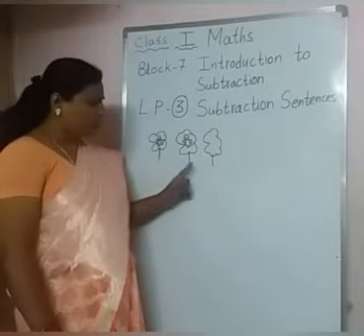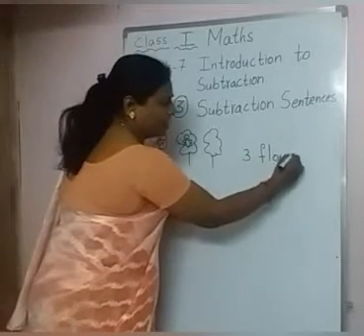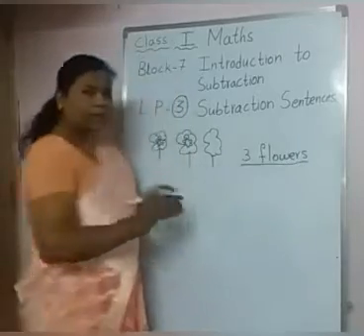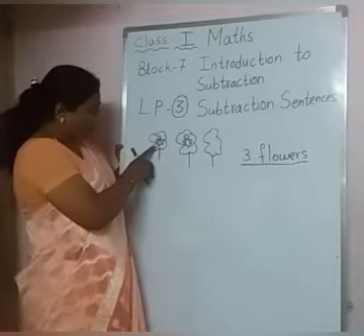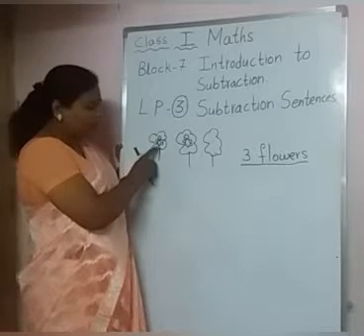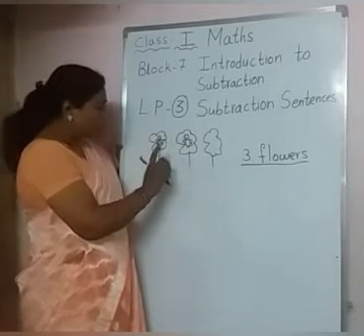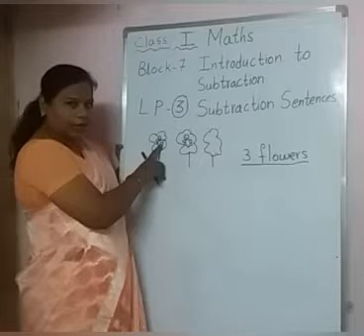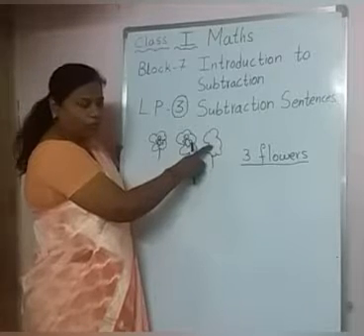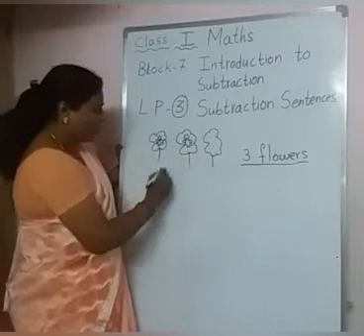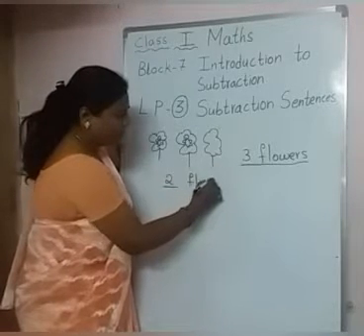Now 1, 2, 3. We have 3 flowers. How many flowers are we having? 3 flowers. Now, how many flowers have a bee on them? If you see here, this small insect is a bee. Do all 3 flowers have a bee? No. On this flower you can see the bee? Yes, 1. On this flower? Yes, 2. On this flower? No, the bee is not on this flower. So how many flowers have a bee? 2 flowers. On 2 flowers a bee is there.